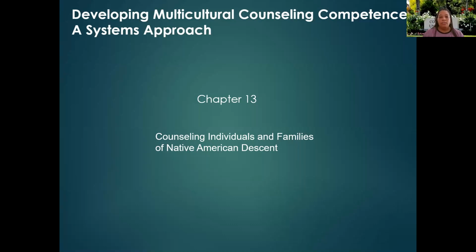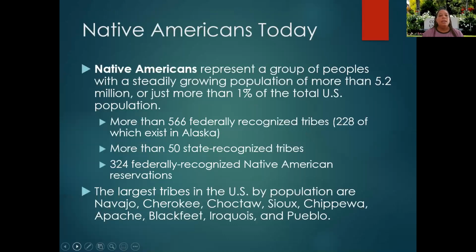So, in chapter 13, the book talks about how Native Americans are represented today. They are a group of people with a steadily growing population of more than 5.2 million, or just more than 1% of the US population. More than 566 are federally recognized tribes, 228 of which exist in Alaska. More than 50 states recognize tribes, and there are 324 federally recognized Native American reservations.